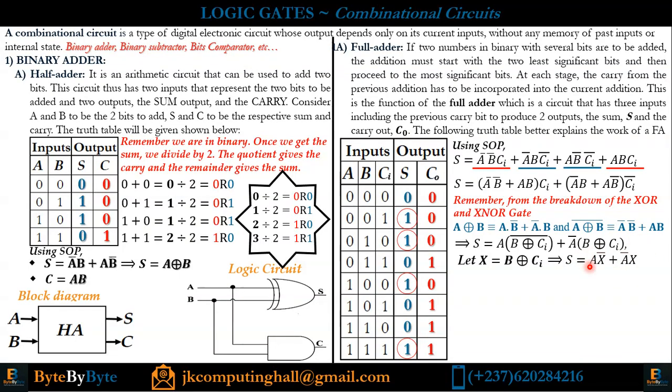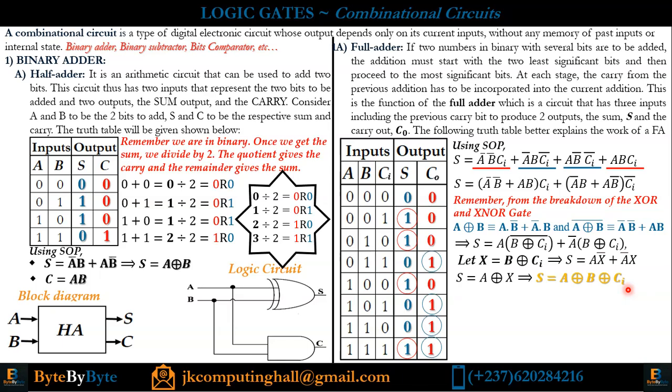Now this expression is similar to what? Correct. A XOR X, as you can see. From there, I substitute back the value of X, which was B XOR Ci. So this implies that S is equal to A XOR B XOR Ci. That is the expression of the sum coming out from a full adder. I hope you are understanding, you are all together. In case of a problem, make sure you leave a question in the comment section.